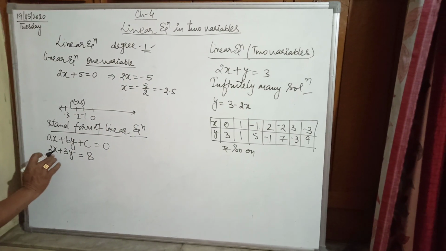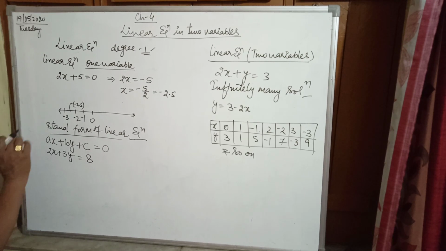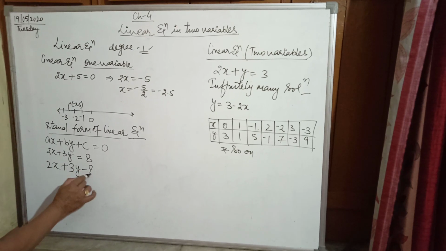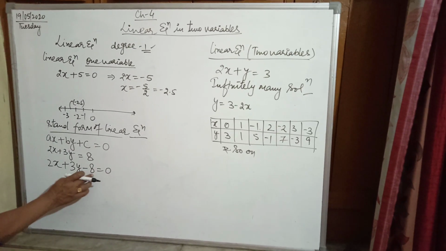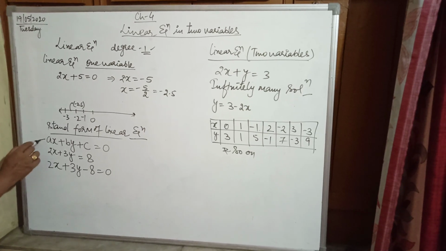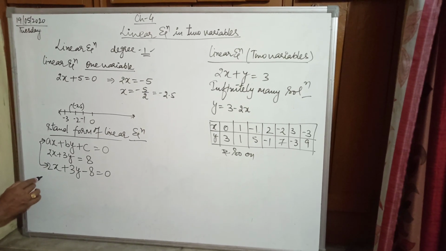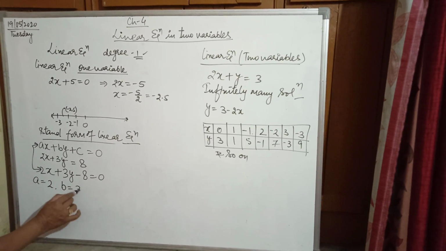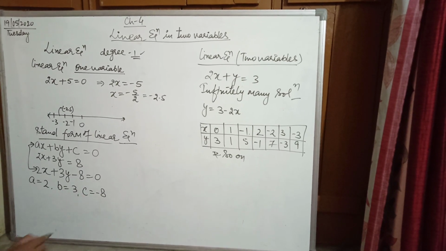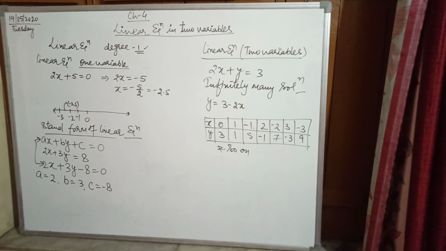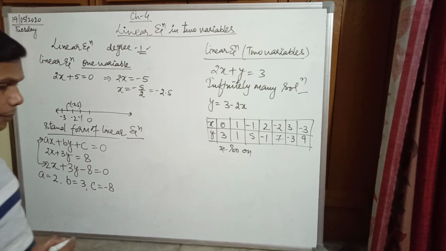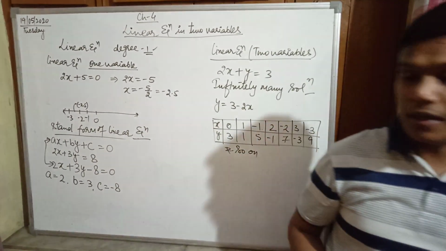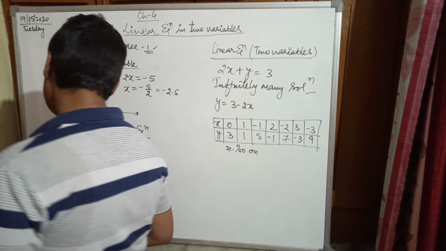Firstly I have to write this equation in the standard form. We must write it as 2x plus 3y minus 8 is equal to 0. Now these two forms are the same. If we compare these, I am getting a is equal to 2, b is equal to 3 and c is equal to minus 8. These are the values of a, b and c by comparing the given algebraic expression with the standard form.